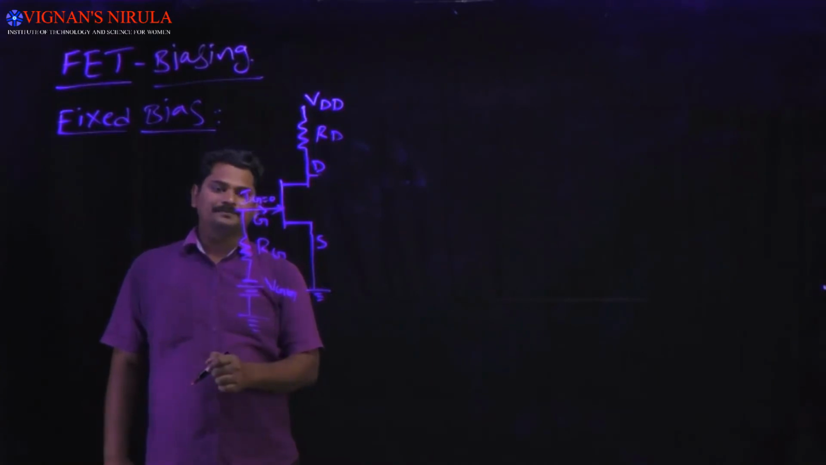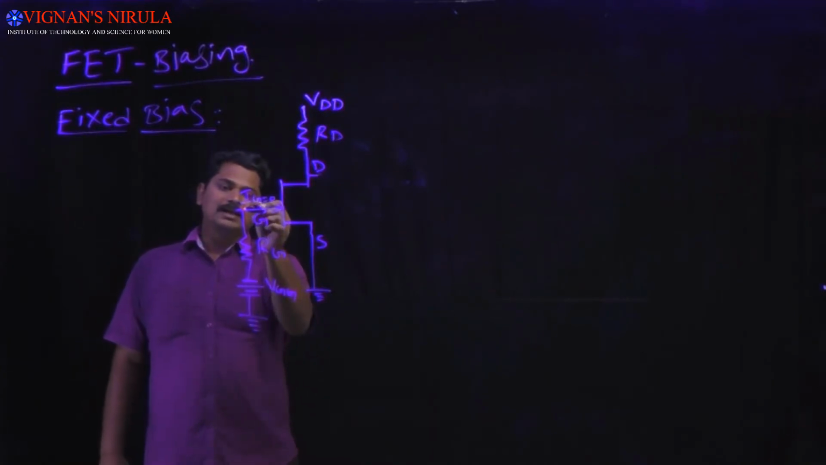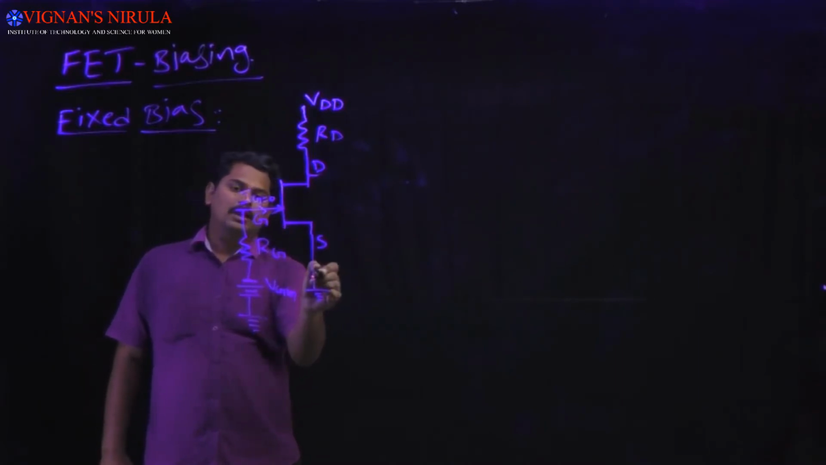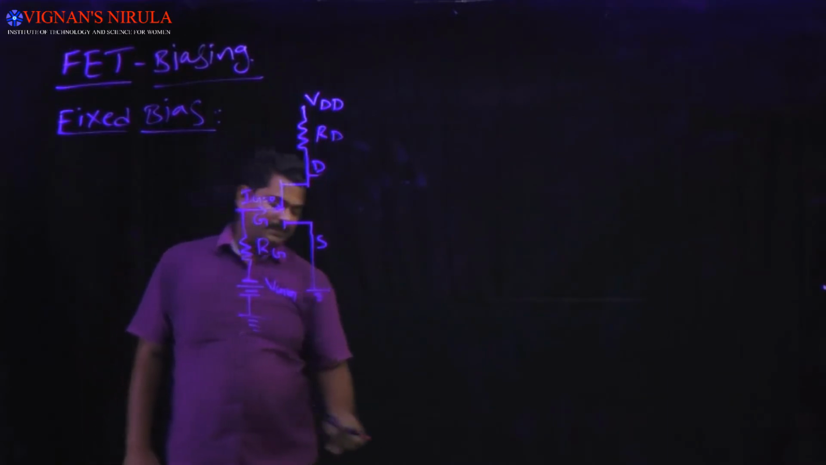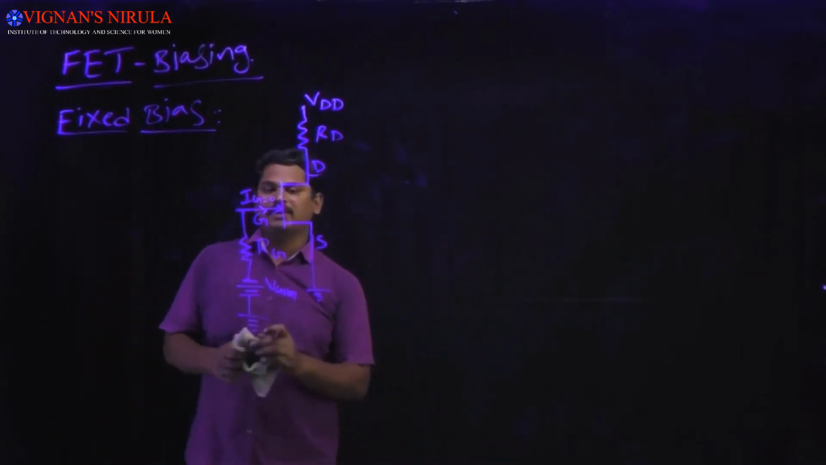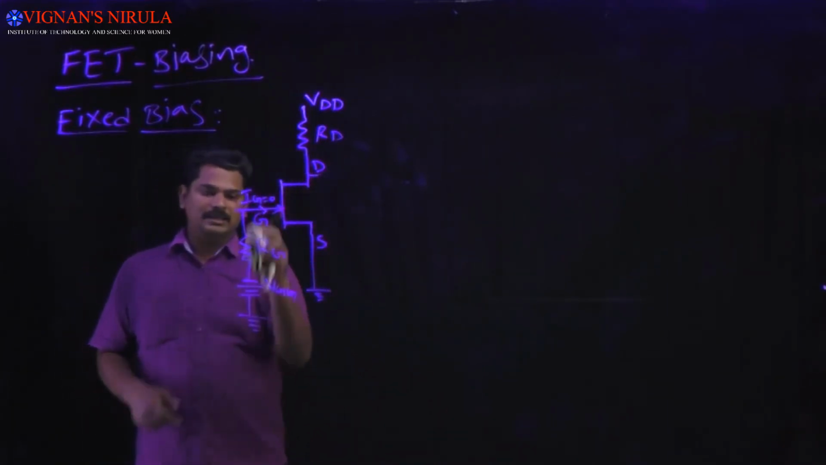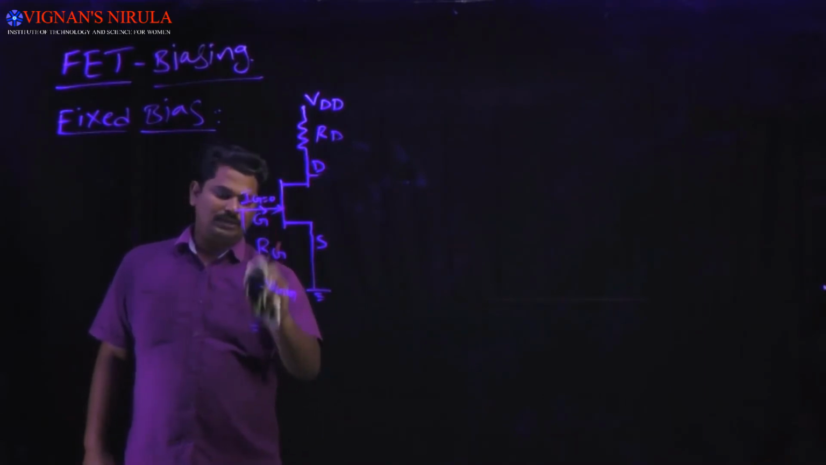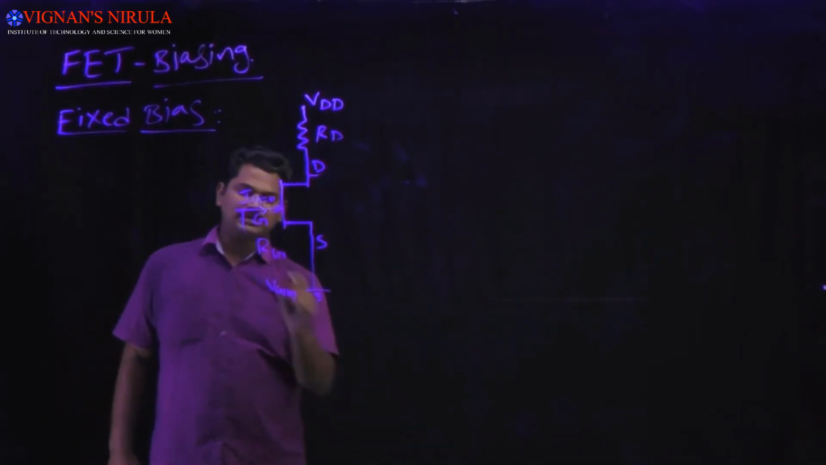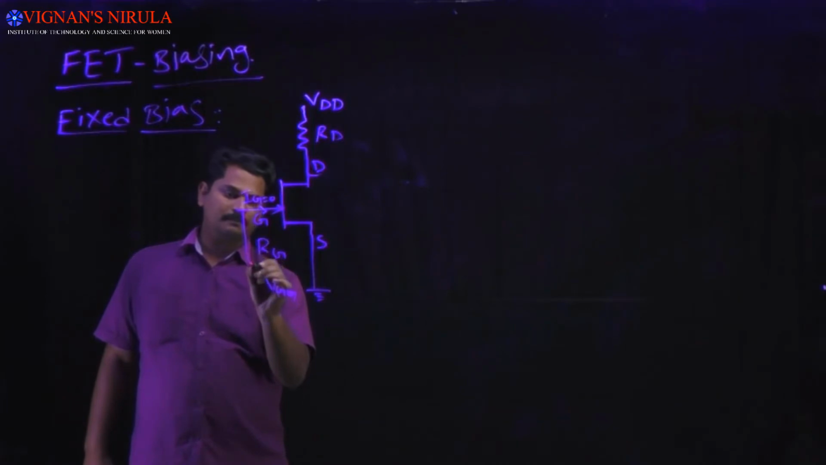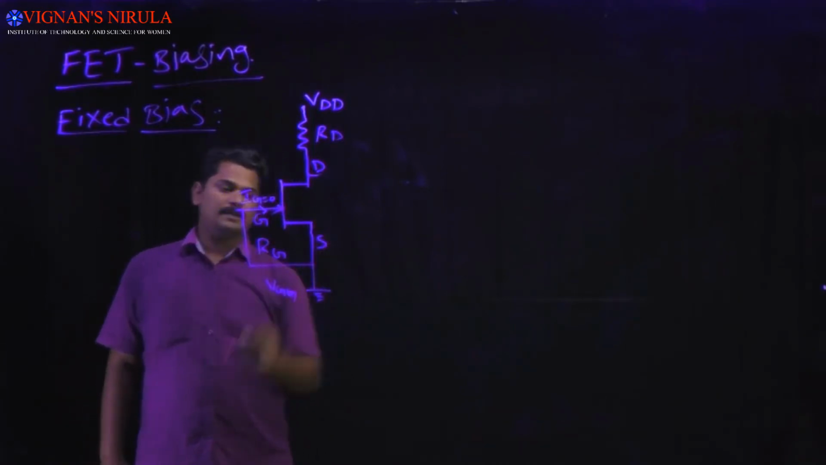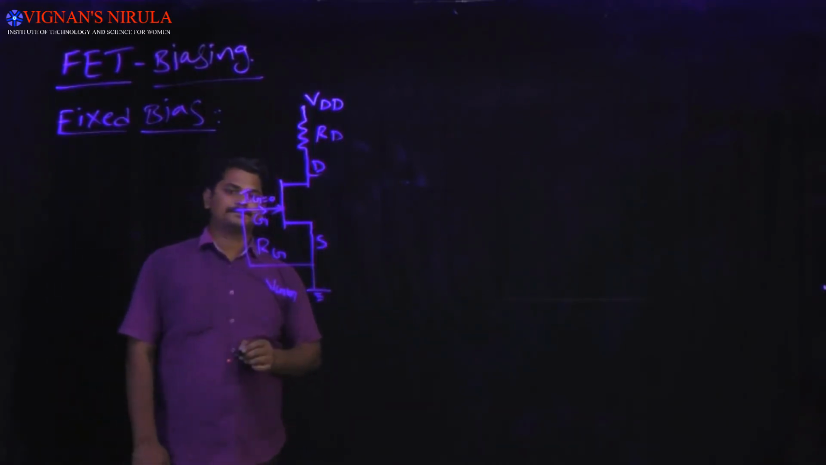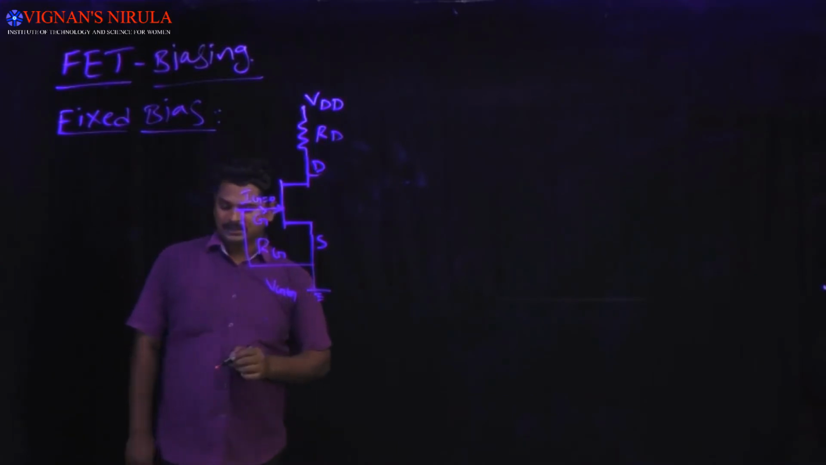Then we can say that this resistor is a short circuit and it is connected to ground directly. So we can represent this circuit diagram when we make this resistor a short circuit. It will be represented in this way.